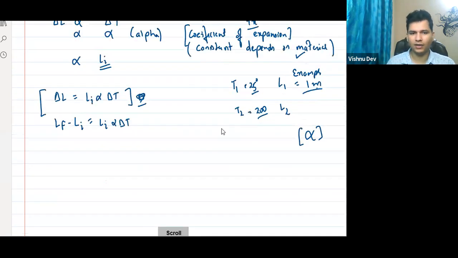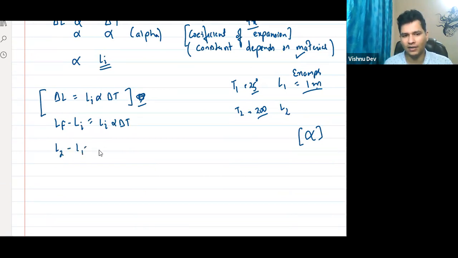So now, see, if you are getting confused, then I will write L2 and L1. L2 minus L1 is equal to L1 alpha delta T. Is it clear? Is it fine if I write L2 and L1 instead of LF and LI? So if I write like this, L2 is equal to L1, because this will go to this side, plus L1 alpha delta T. Yes or no?